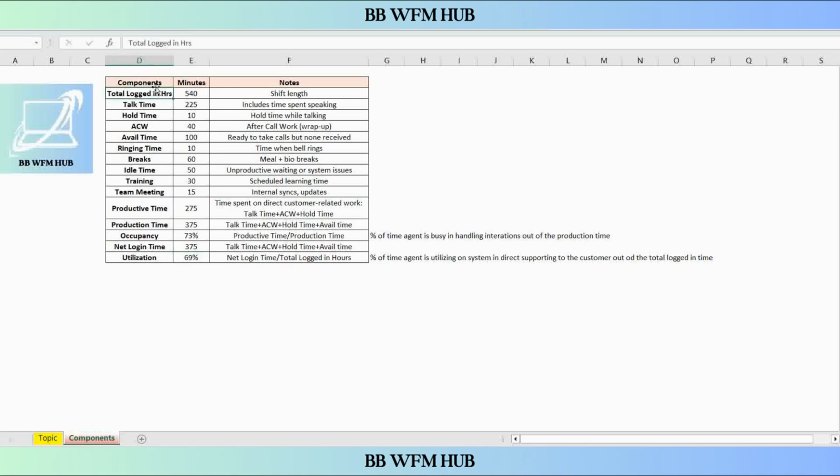So here we have the total logged in hours. We are taking 540 minutes, that means a 9-hour shift we are considering. Then we have the talk time, the time when the agent is spending on talking on the calls. Hold time, that means while talking, the agent might put the calls on hold. Here we have 10 minutes of hold time.